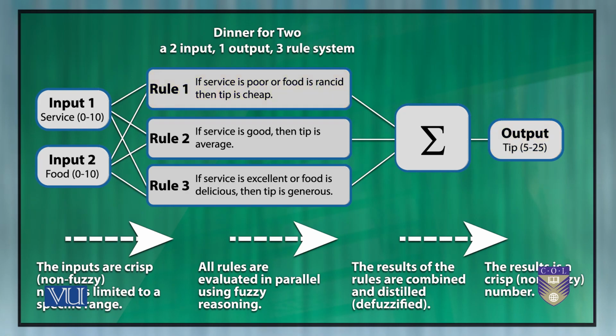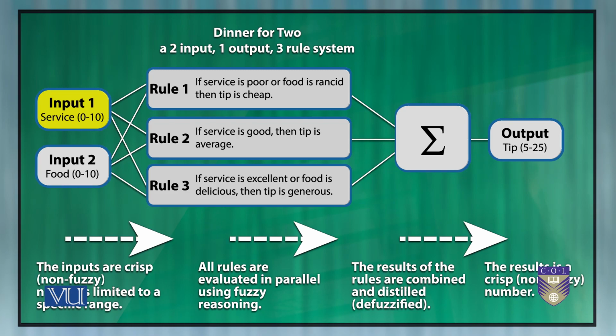And we are using three rules here. So we have three rules, one output, two inputs. We call it dinner for two. Now if you look at the left hand side, we have input 1 and input 2. Input 1 relates to the service quality and input 2 relates to the food quality. And of course, remember we said that it starts with crisp inputs. So input 1, which is the service, you will give a number from 0 to 10.